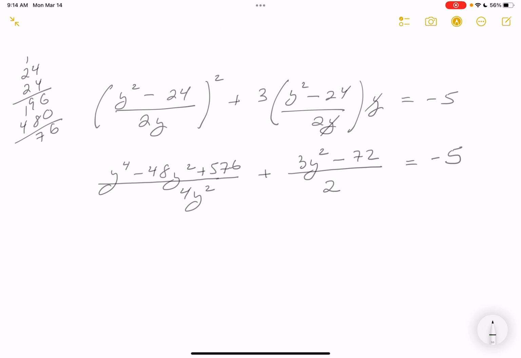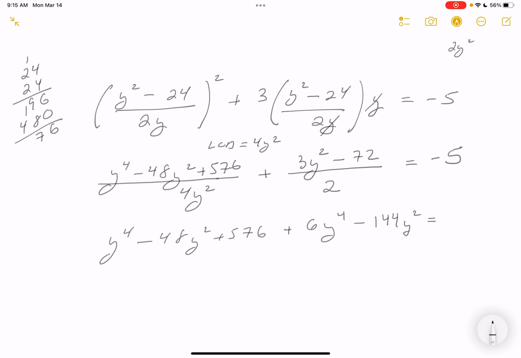All right? Now what am I going to do? I'm going to multiply both sides by the LCD. What's the LCD? The LCD now is 4y squared. So I'm going to get y to the fourth minus 48y squared plus 576. Then comes a problem over here. I got to take the second term and multiply by 4y squared, but a 2 cancels, so I got 2y squared now. So what's that going to give you? That's going to give you 6y to the fourth minus 144. Right, 144. I got to be careful here. Minus 144y squared.